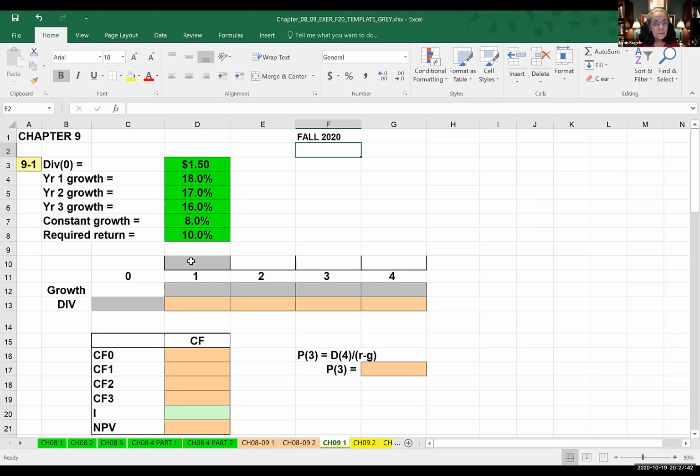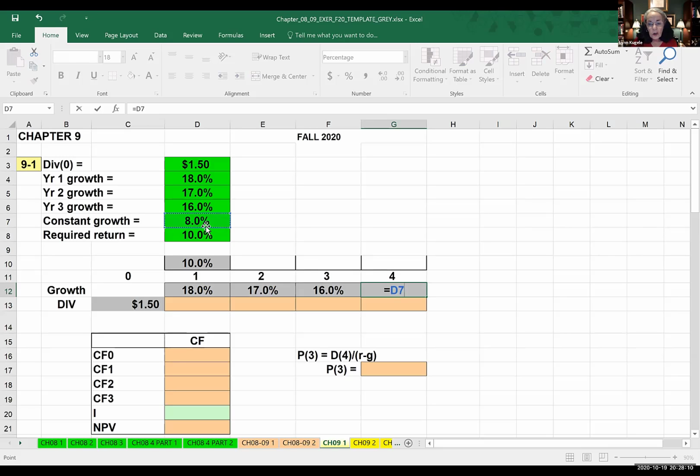Okay, here's what you need to do. The required return, I'll fill in all the little blanks, is 10%. And D0 is $1.50. And I'm just going to start, that's where I'm going to start from. And let me get all these in. And if you create this little chart like that, now each dividend, it's D0 times 1 plus the growth rate.